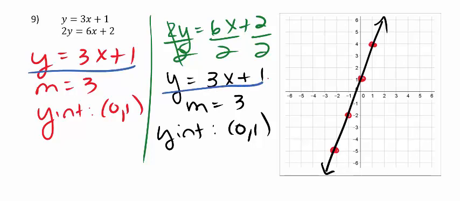And we can tell right here when we get y all by itself that these are the exact same equation. So when we graph it, they're going to be two lines that are lying right on top of each other. So those lines are going to coincide. Therefore, every single point on that line is a solution, and we say that this has an infinite number of solutions.